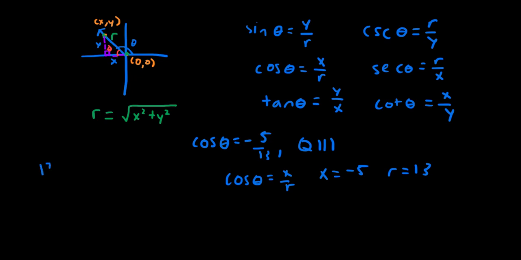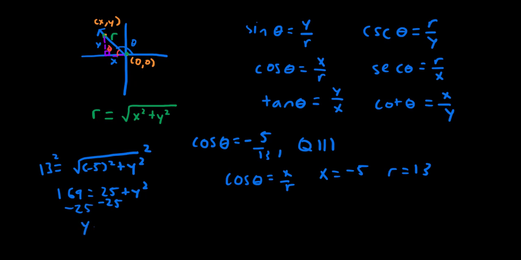So r, which is 13, equals the square root of -5 squared plus y squared. And so we're going to square both sides. 13 squared is 169 equals 25 plus y squared. We're going to subtract 25 from both sides to get y squared equal to 144. We're going to take the square root of both sides to get y to equal -12 because we're in the third quadrant, and in the third quadrant both x and y are negative.